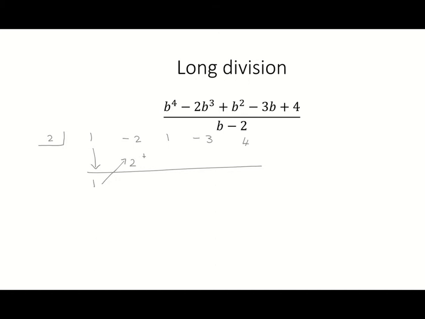We're going to add immediately those two. 0 times 2 is going to give us 0. Then we're going to add and get 1. 1 times 2 is going to give us 2. -3 plus 2 is going to give us -1. -1 times 2 is going to give us -2, and we're going to add and we'll get 2. So the first four actually, but one's going to be invisible, are going to give us the coefficients of the b terms, and the 2 is going to be the remainder.